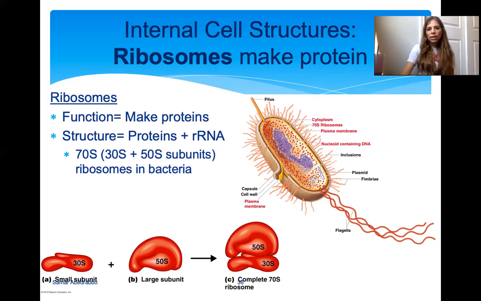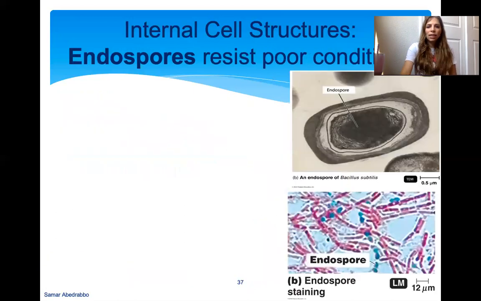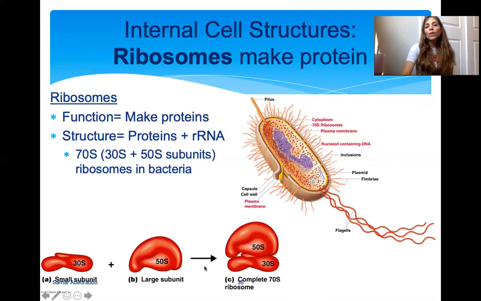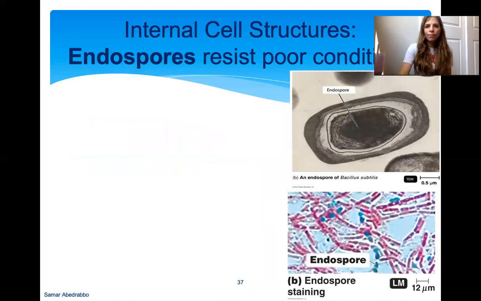But what I want you to take from this is that ribosomes in prokaryotes are called 70S ribosomes, and the whole 70S ribosome is made up of a 50S subunit and a 30S subunit. So again, prokaryotes have 70S ribosomes. Eukaryotes have completely different ribosomes, which we're going to talk about later, but I want everyone to keep this number in mind: 70S ribosome.